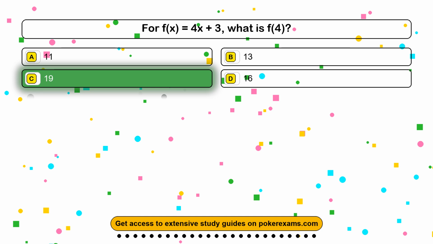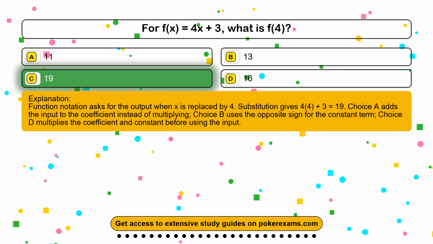The correct answer is option C, 19. Function notation asks for the output when x is replaced by 4. Substitution gives 4 times 4 plus 3 equals 19. Choice A adds the input to the coefficient instead of multiplying, choice B uses the opposite sign for the constant term, choice D multiplies the coefficient and constant before using the input.